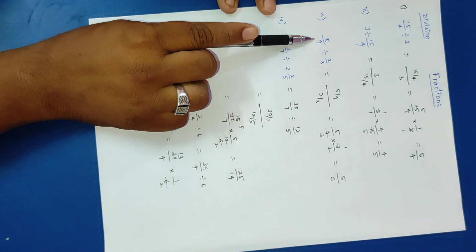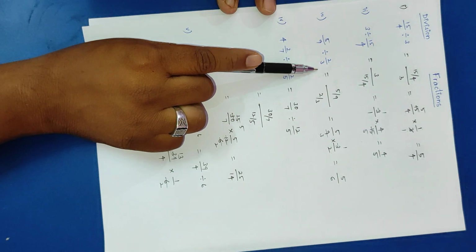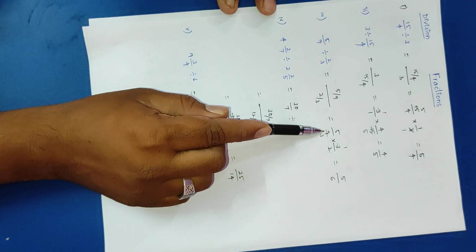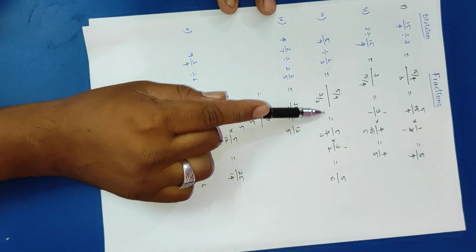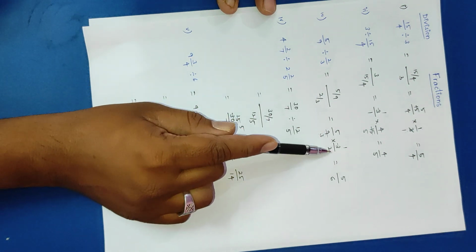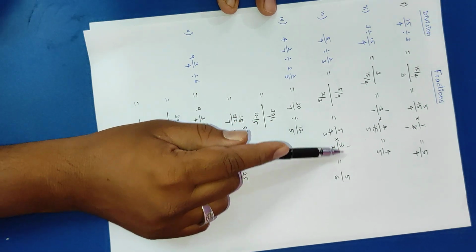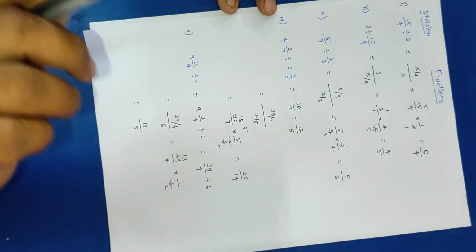Now numerator is also a fraction, denominator is also a fraction. 5 by 9, 2 by 3. 5 by 9 stays the same as numerator. 2 by 3, write its reciprocal 3 by 2. 3 1s are 3, 3 3s are 9. 5 1s are 5, 3 2s are 6.